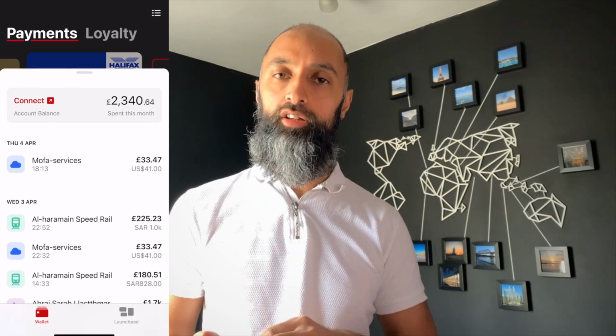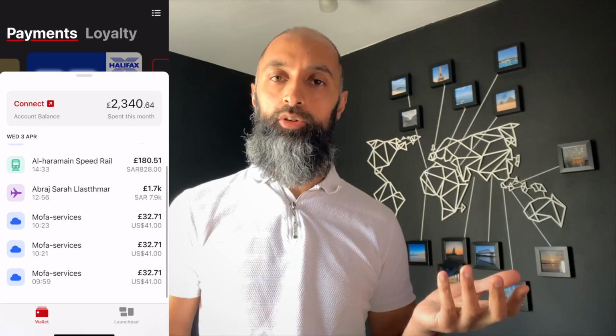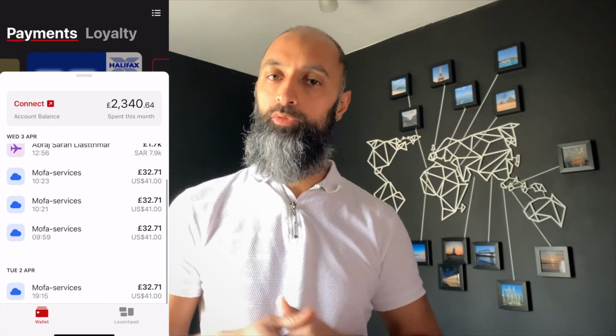When I looked at the Curve app, the transactions were showing on there. When I checked the hotel app, the hotel was paid for. So no issues so far. It wasn't until a few days later that I decided to check my underlying bank account. So this was the bank account that was linked to the Curve card. And what I noticed shocked me.